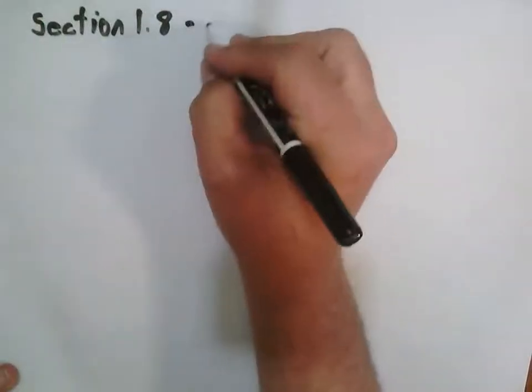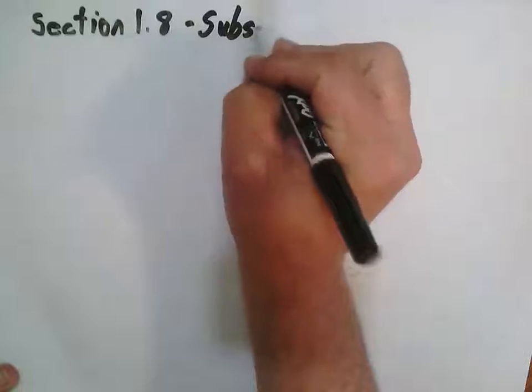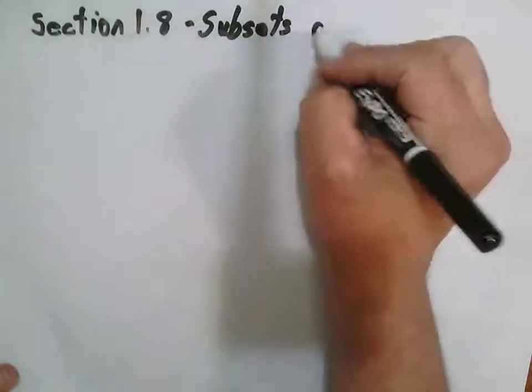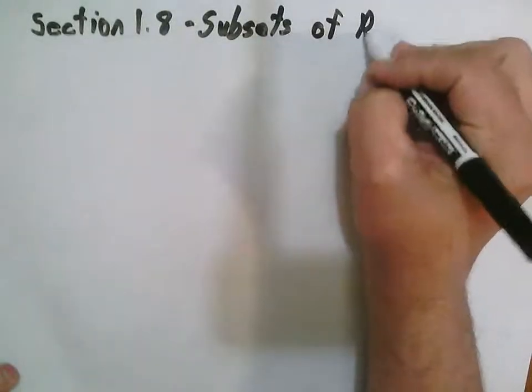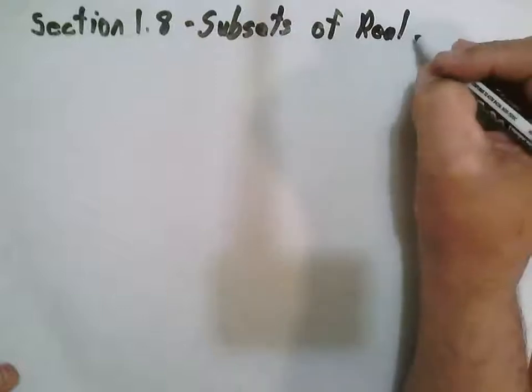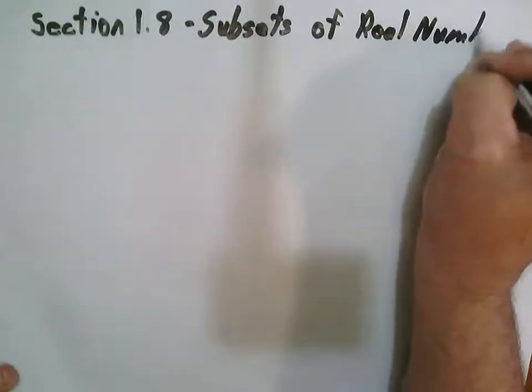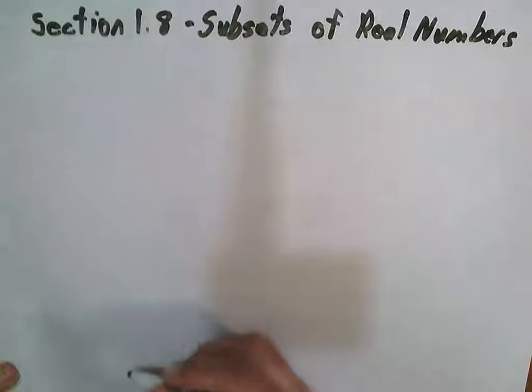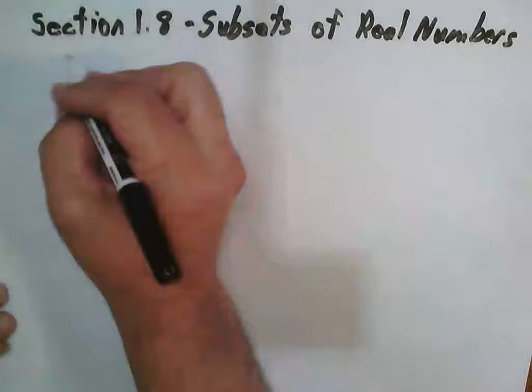Section 1.8 is subsets of real numbers. Now these are pretty basic, and this is a pretty short section, but you have different types of numbers, and it kind of gives you all these definitions. But once again, I'm not big into definitions, so we're just going to cover our 5 main groups.